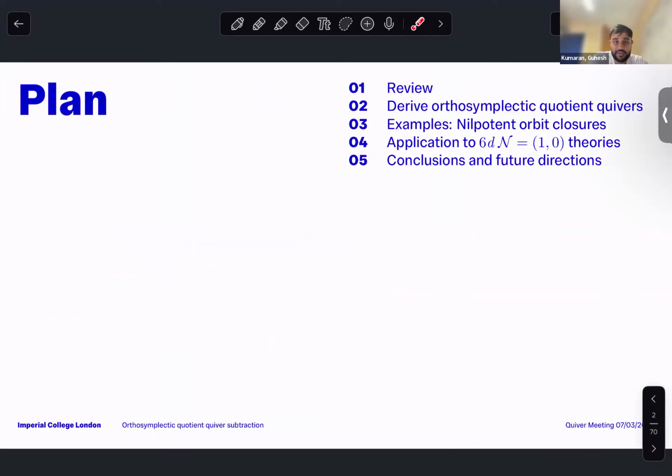Okay, so the plan for today is very simple. I will start by reviewing some basic facts about 3D N=4 theories and also 6-dimensional theories with 8 supercharges. I will derive for you these quotient quivers very explicitly and then benchmark them against a few examples, one of them being nilpotent orbit closures. And then we'll see an application to 6-dimensional theories where I will show you how we found a magnetic quiver for E6 minimal conformal matter, and then I'll say some statements about future directions. Okay, so that's the plan.